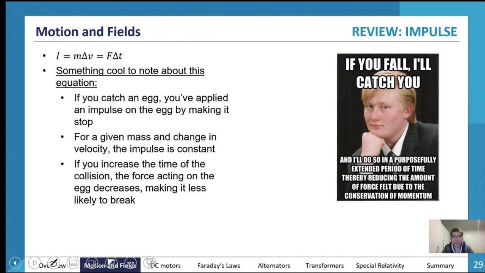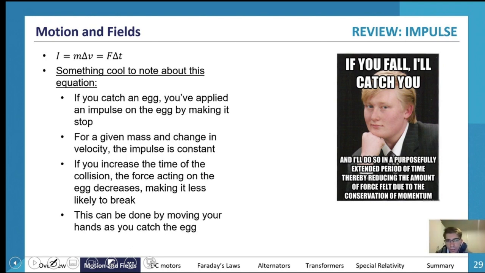If you increase the time of the collision, the force acting on the egg decreases, making it less likely to break. And I remember back in year 11, this can be done by moving your hand as you catch it, which is cool.